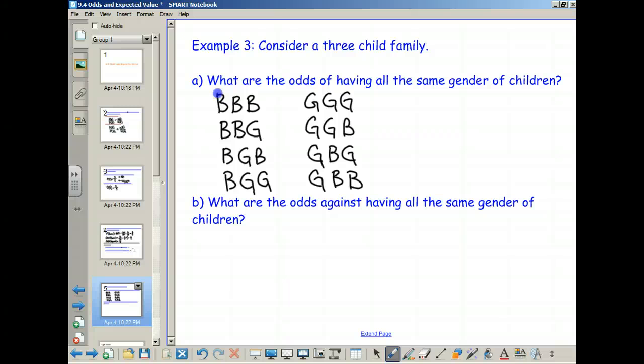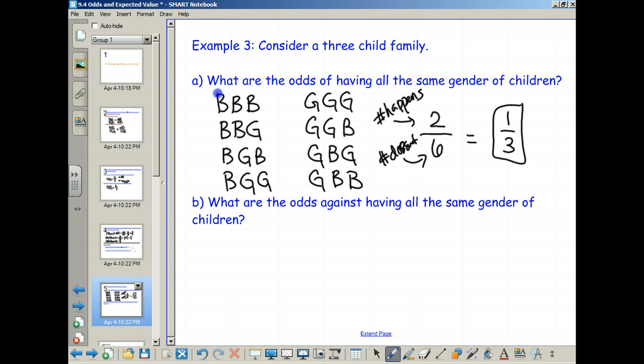Close. 2 out of something else. So remember, odds is the number of ways it happens. There's 2 ways to have all 3 of the same gender. And then this is the number of ways that it doesn't. There are 6 ways that I can have children and they aren't all the same gender. And we would reduce to 1 out of 3. So these are the odds of having all the same gender of children.